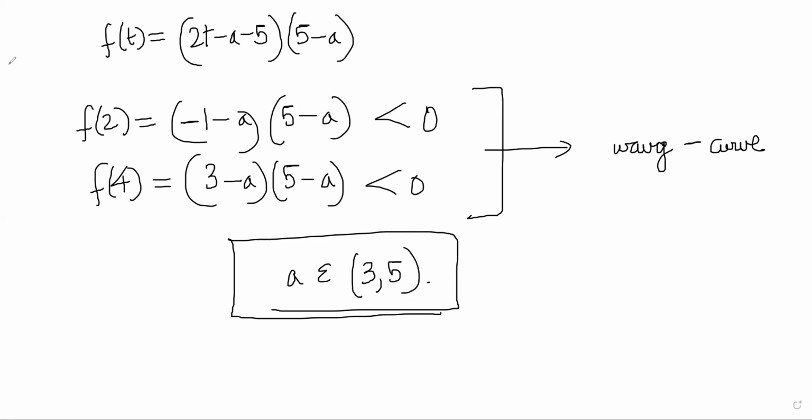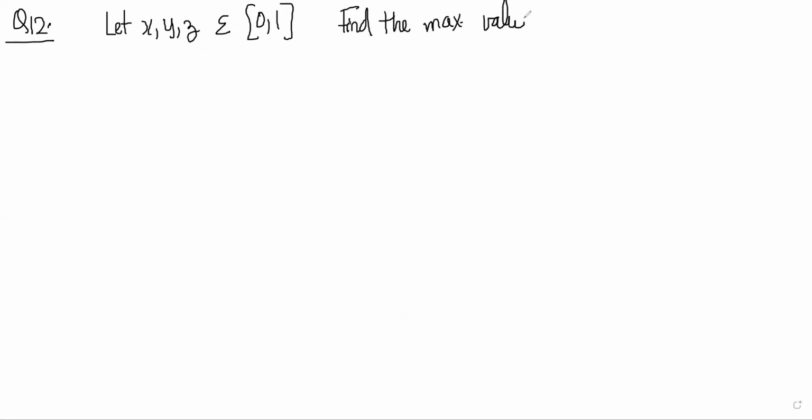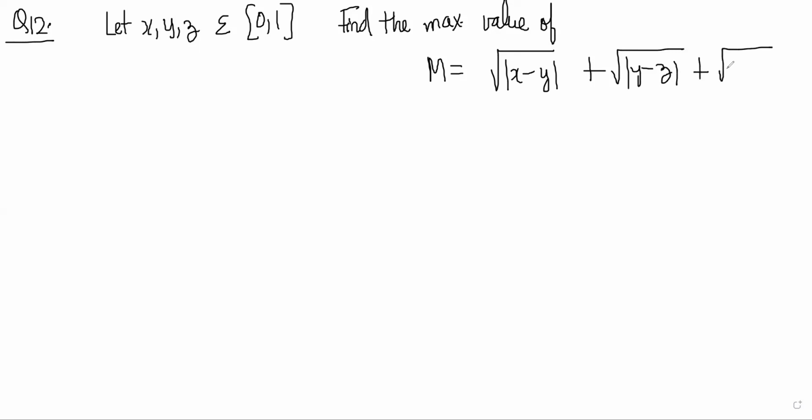Let's move on to the next one. In this question, we say let x, y and z belong to [0, 1], and we have to find the maximum value of m, which is equal to √|x - y| + √|y - z| + √|z - x|. We have to find the maximum value of this where x, y, z belong to [0, 1], right?